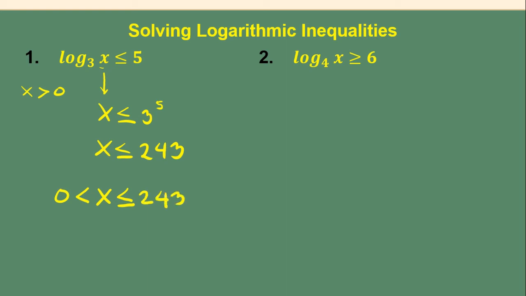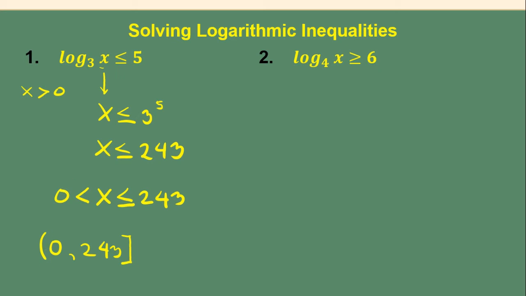So in interval notation, it will be from 0, okay, open parenthesis 0, up to 243, close bracket. So we use parenthesis here for 0 because 0 is not included in our solution.